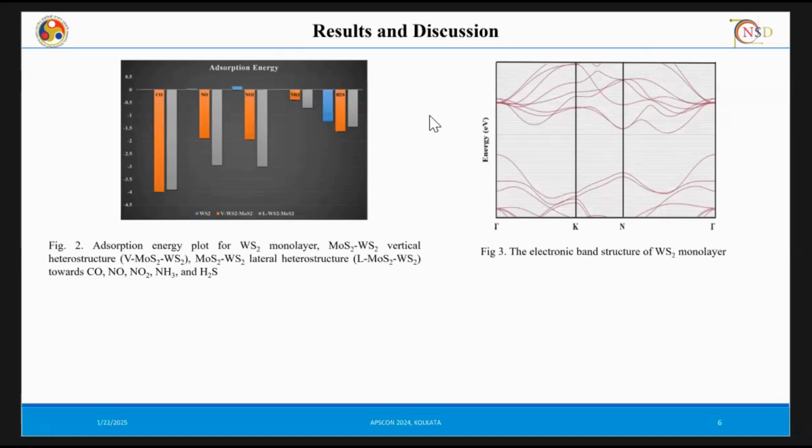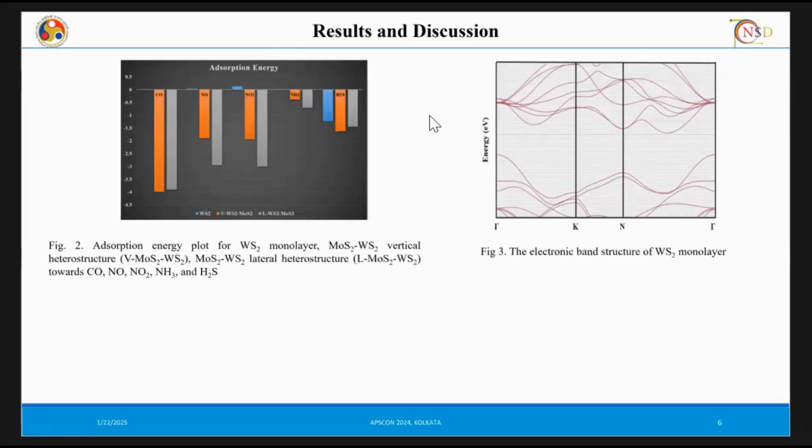But when it comes to heterostructure, although many reports in the literature suggest that a heterostructure will give us more interaction or stability, we have observed here that the interaction for all the gases is more or less almost the same. So although interaction is there, we cannot say it is particularly selective towards a particular gas. That is a disadvantage if we want to design a particular gas sensor. So this is the observation we have made.